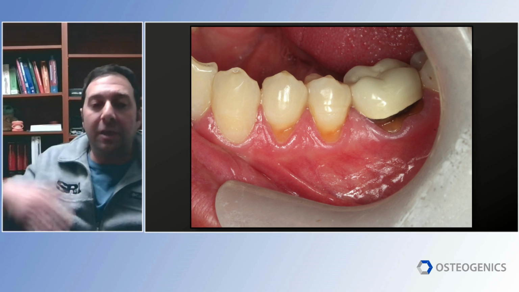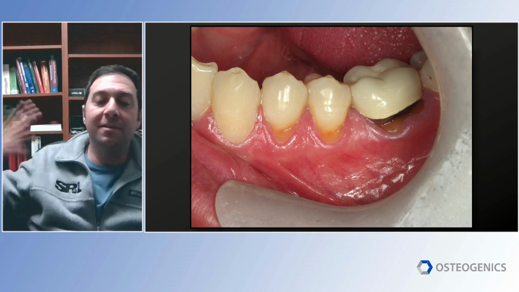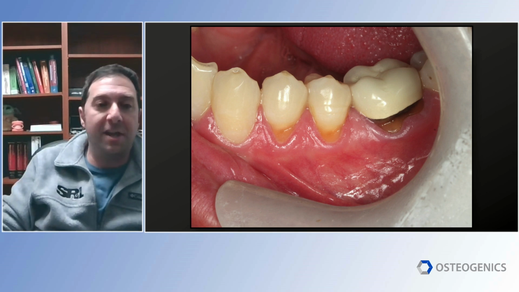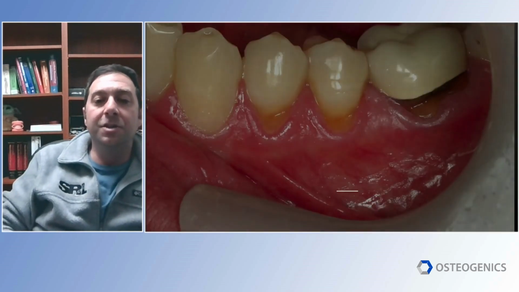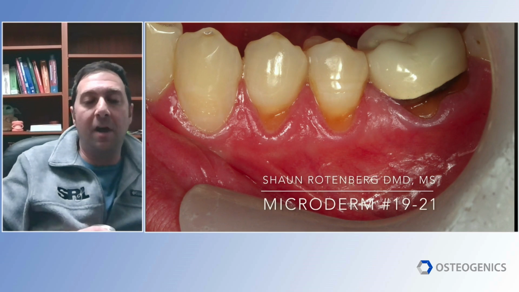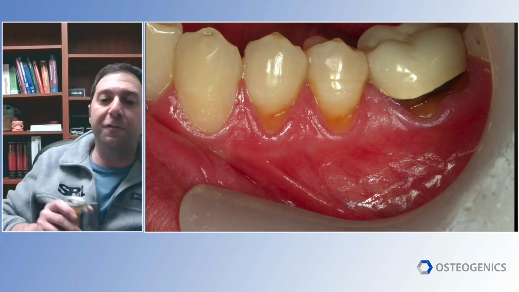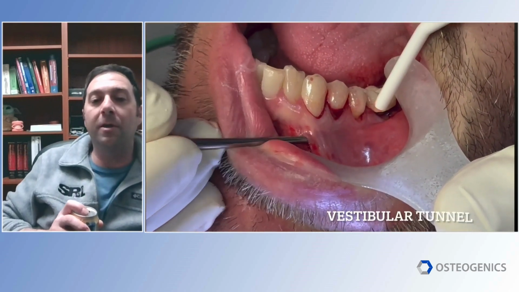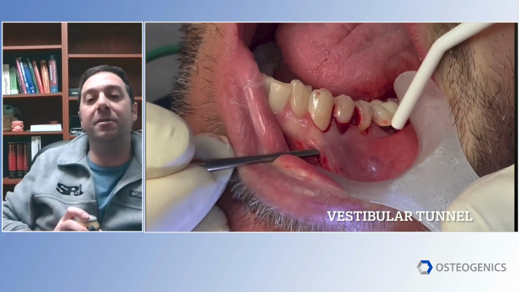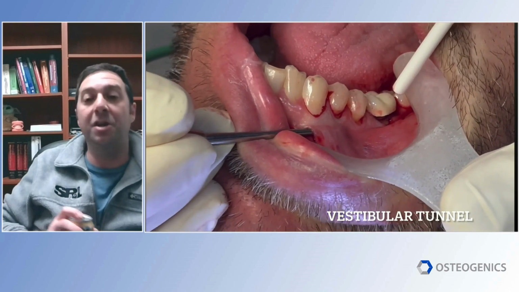So how do we do this procedure? This video is on YouTube if you want to watch it. I've placed it here too. So here's a step-by-step of a case that I'm doing of 19 through 21, first molar to first premolar. And here you can see I've made my vestibular access incision.